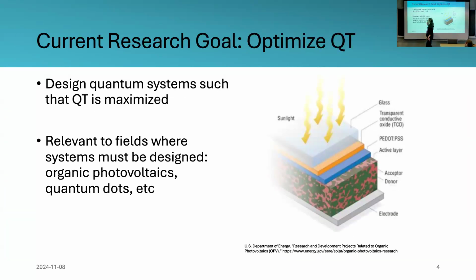So my goal with my current research is to design quantum systems to maximize this quantum transport, which would be a relevant question in fields where we might want to design something like, say, a solar cell or some sort of quantum dot-based quantum device.